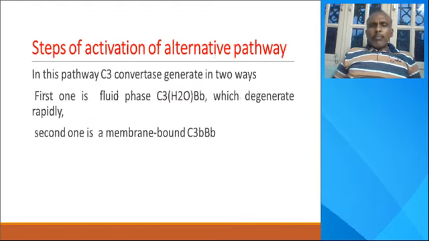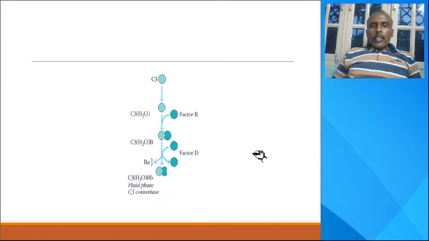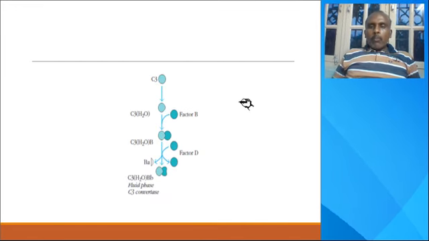There are two steps in the alternate pathway. One is the formation of the fluid phase C3 convertase. The other is the formation of the membrane bound C3 convertase. So how does it happen? Observe this flow chart. It starts with C3.